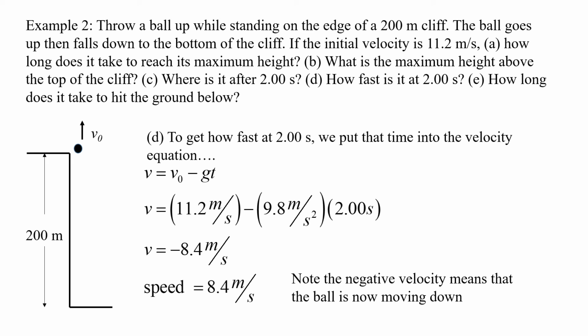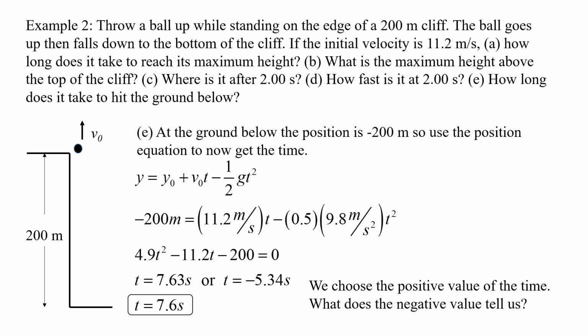So the negative velocity tells us that it's going down. The speed then, of course, is the positive value, since speed is just how fast without considering the direction. So the speed is 8.4 meters per second. But the negative velocity tells us that the ball is going down.